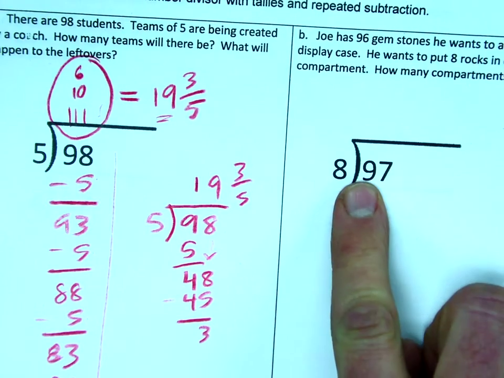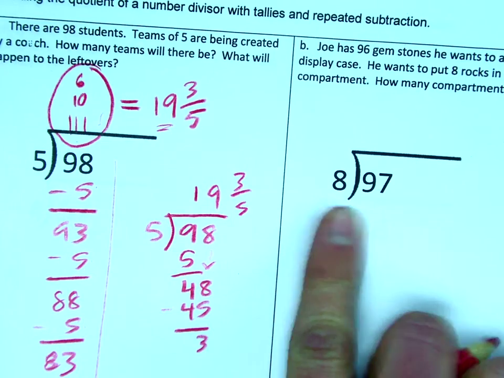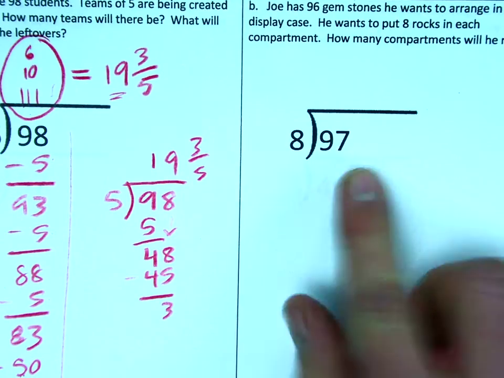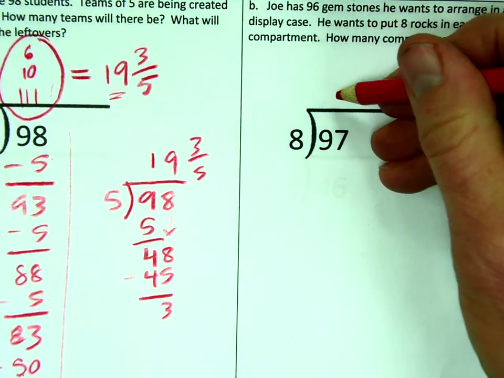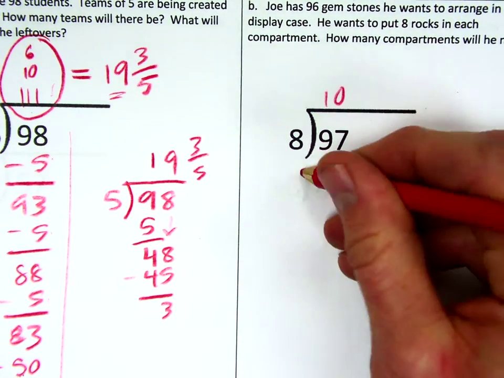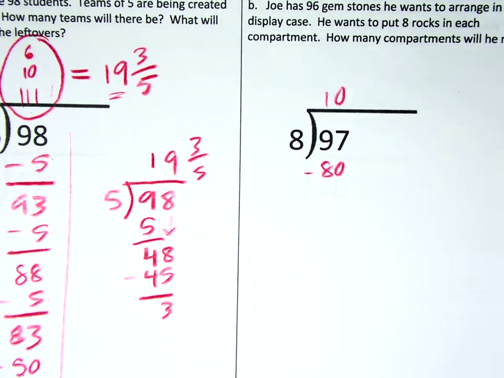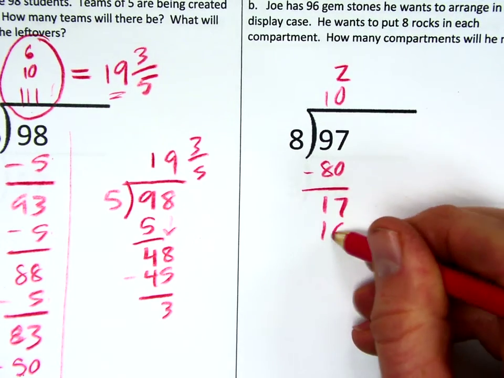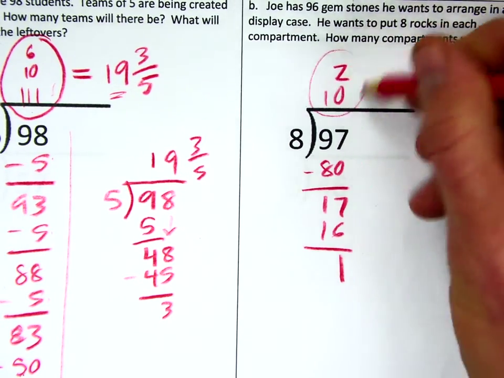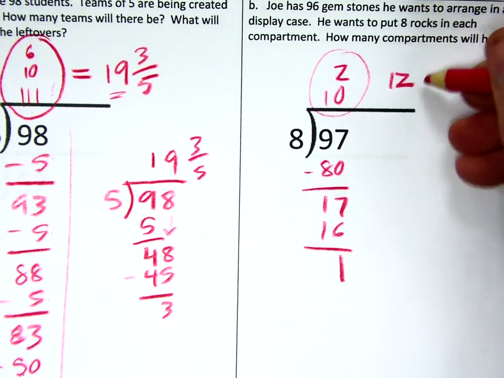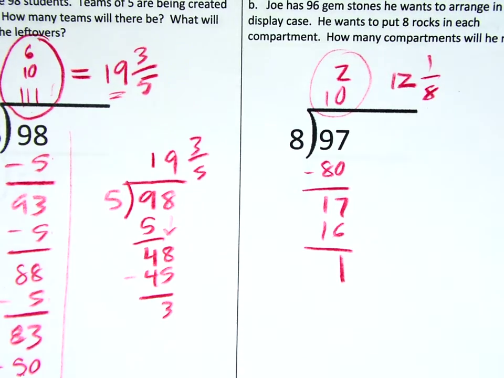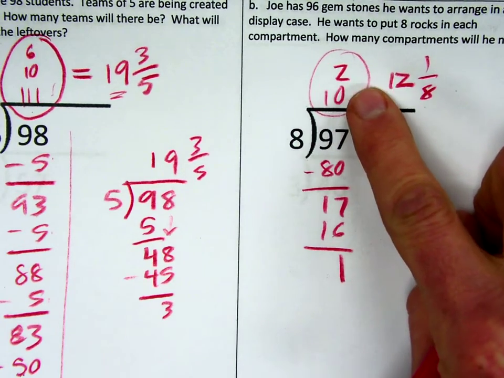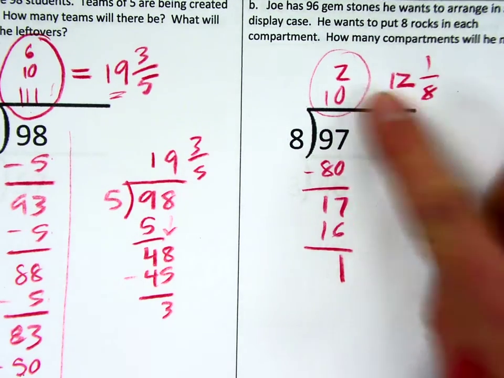Sometimes students can face a problem like this, and I use the next step up. If it was 8 into 97, we say, well, I don't know for sure, but I just use 10, because that gets me 80. And I can do 80, 17. I can take 2 more from that. That's 16. I've got 1 there, and I know that my answer is 12, with 1/8 as my remainder there. And this is called the expanded form of the division algorithm.